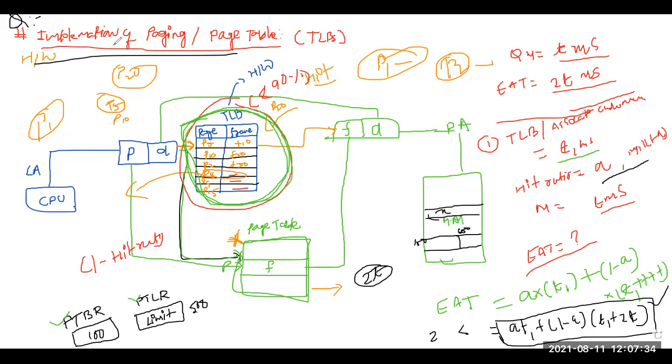So what is the answer? The answer is we will use a hardware called TLB, translation lookaside buffer. This TLB is also called associative memory. With the help of this TLB, we are going to implement the concept of page table. The concept of page table can only be implemented using this TLB. And this is your access time. How are we finding access time?